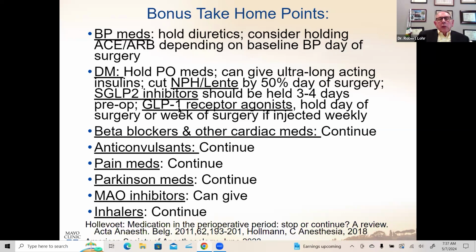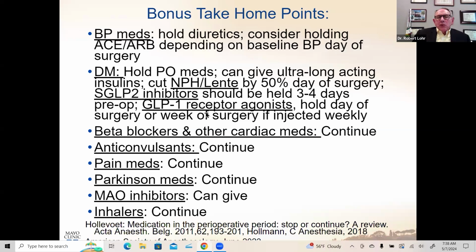They should be held, and this again is a little controversial, they should be held the day of surgery if it's an oral formulation, or the week of surgery if it's injected weekly. Now, the reason for this is based on the fact that, as you all know, these drugs delay gastric emptying, and that's the mechanism of weight loss when used for that. But you don't want delayed gastric emptying if you're going to be using general anesthesia, or any anesthesia for that matter. So there is a theoretical risk, and there are case reports of actual increased aspirations.